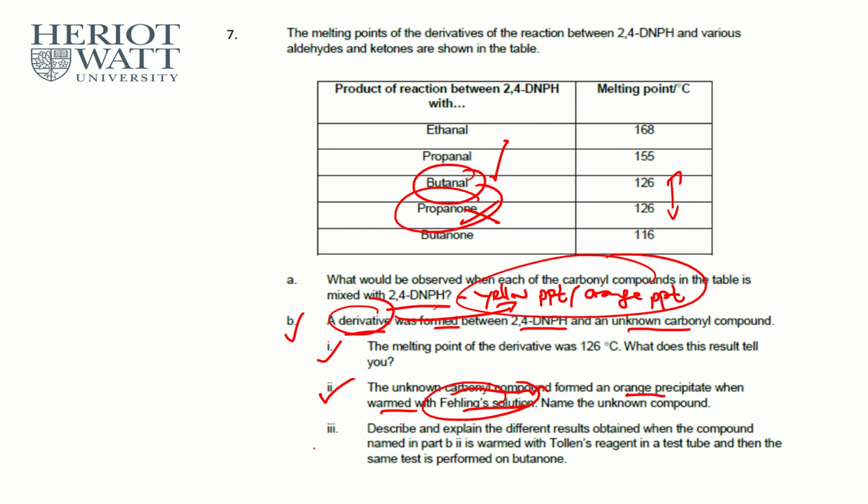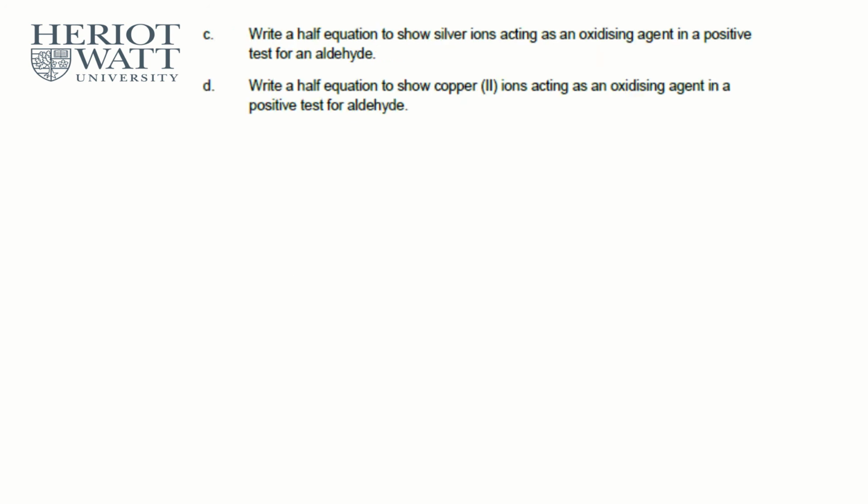All right. And for the last part, describe and explain the different results obtained when the compound named in part B2 is warmed with Tollens reagent. Again, Tollens reagent gives us a silver mirror or silver precipitate because of the formation of silver metal. If it is an aldehyde, what will happen when you mix with Tollens reagent? Because it's butanal, it will give us the silver mirror. This is what we observe. And explain the result. Because it's an aldehyde, it reacts with Tollens reagent to give us a silver mirror. That's about it. That's what is needed. Okay, part C.